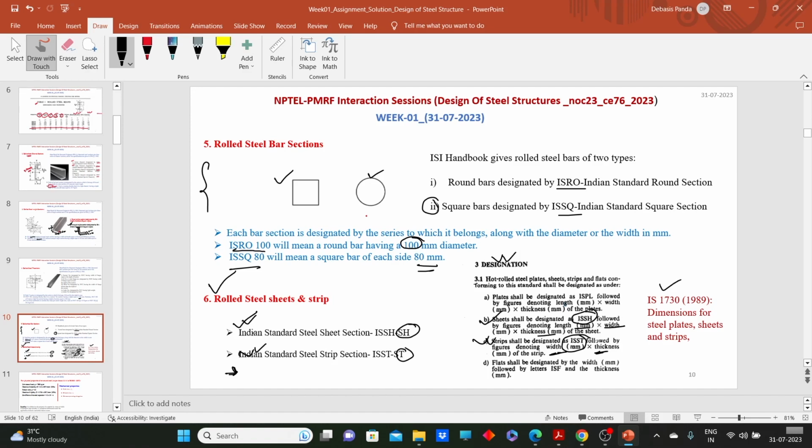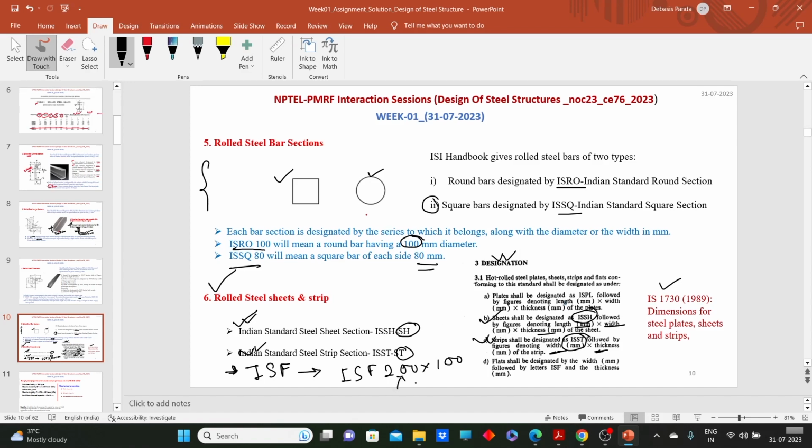We have one more section, which we call ISF, Indian Standard Flat Plates. This is generally denoted by ISF, say for example 200 into 10. That means we have an Indian Standard Flat Plate section of width 200 mm and thickness 10 mm. Okay. So there are three kinds of strip and sheet sections. One is the Indian Standard Flat Plate section, and one is the Indian Standard Strip section, designated by ST.